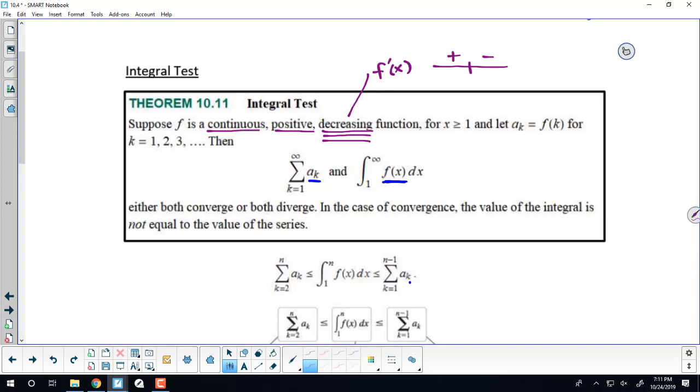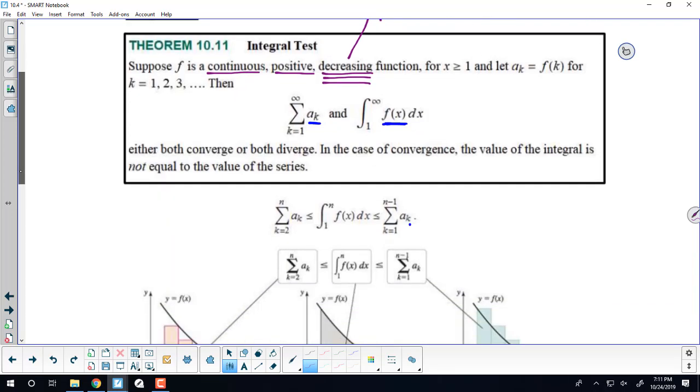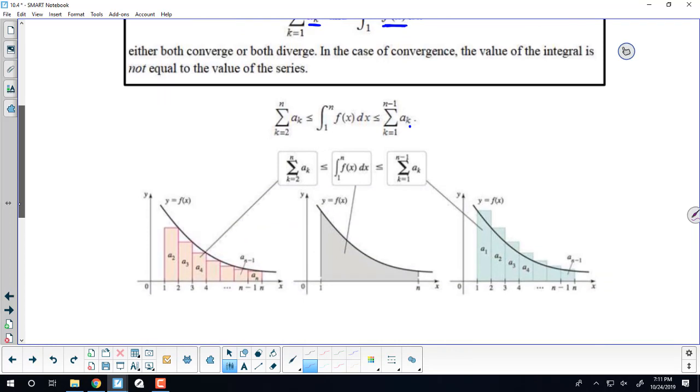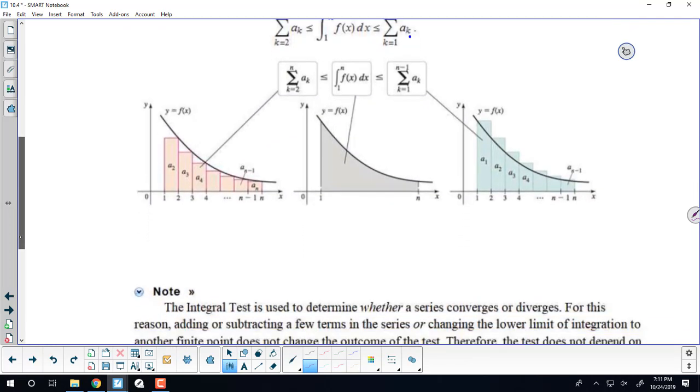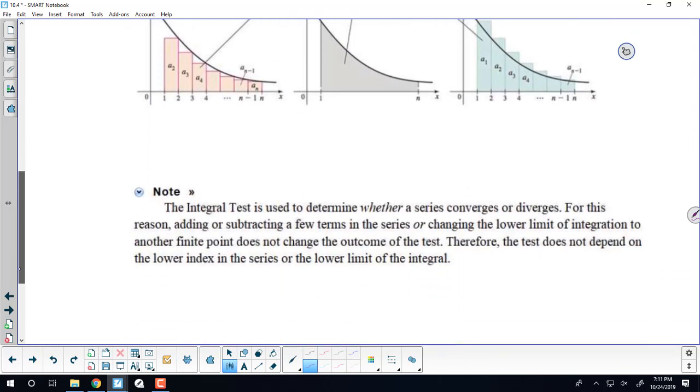All right, so computing the integral, if the integral converges, the series converges. If the integral diverges, then the series diverges. That's what the integral test is.